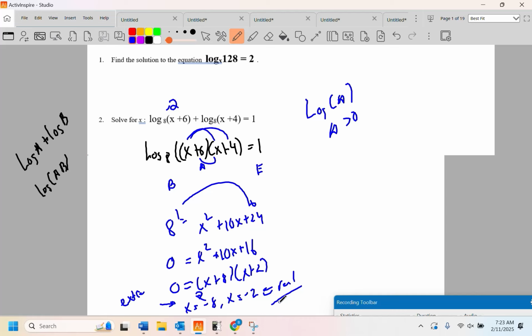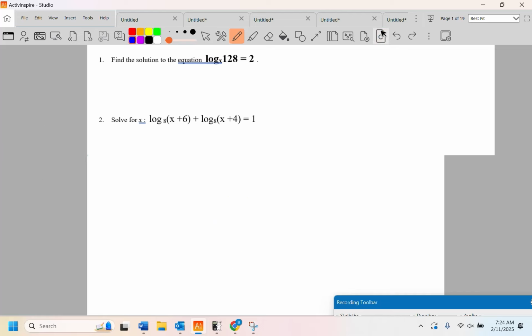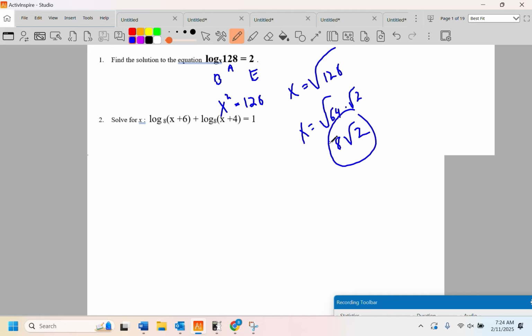And the first one, find the solution of the equation log base x of 128 is 2. Of course, you have to simplify your radical on that one. Base, argument, exponent, x squared is 128. X is therefore the square root of 128. 128 is 64 times 2. The square root of 64 is 8. 8 root 2. It's actually technically plus or minus, but we only keep the plus. Talk about that. And there is your next twin.